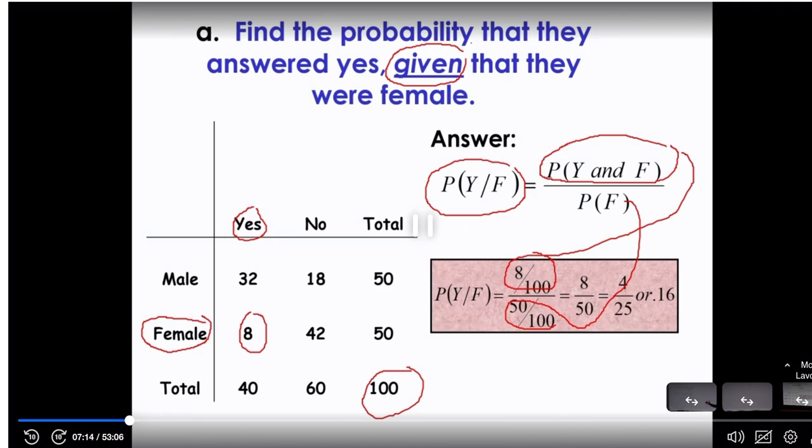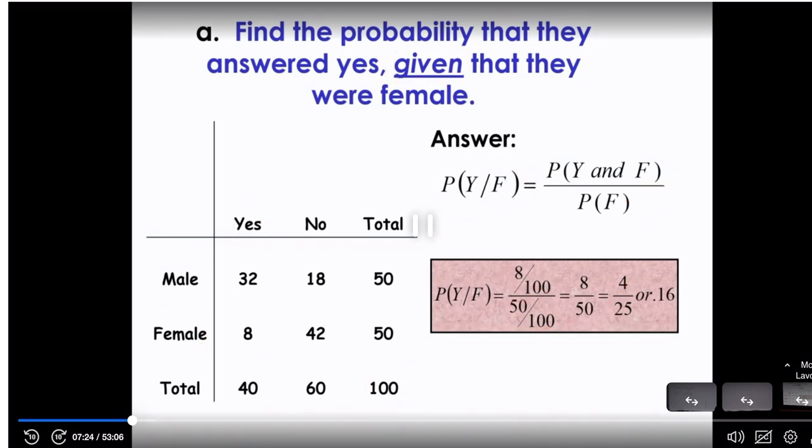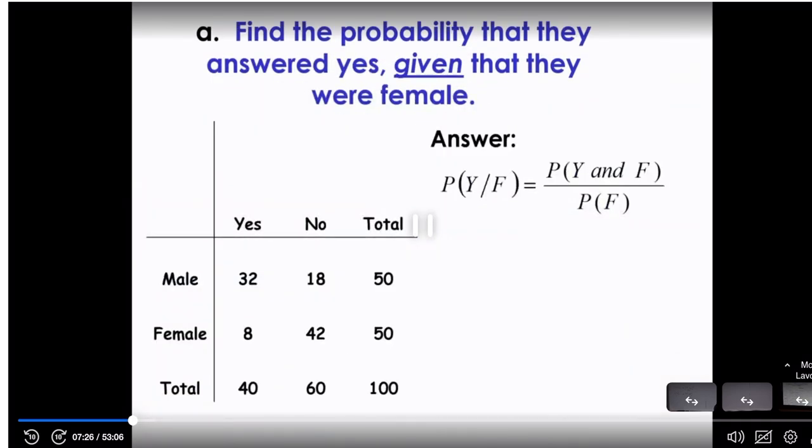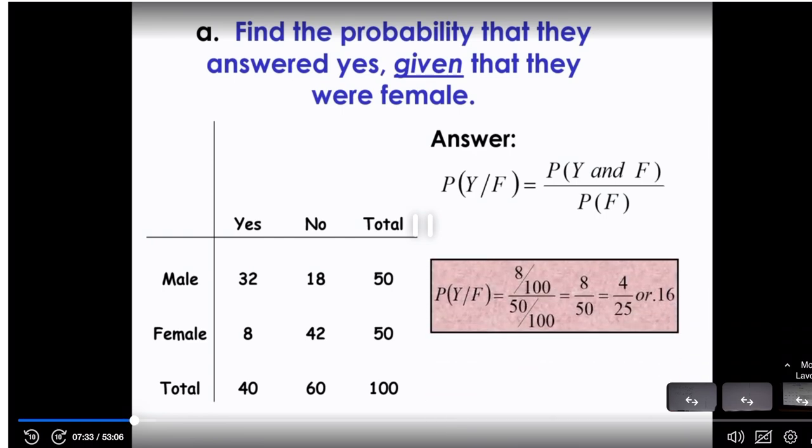So a probability result can be left in terms of a fraction, and make sure you simplify, or you can leave it in decimal. We can also leave it in percentages. Now I'm going to move to another one. Here, find the probability that the answer is yes, given that, that's what we just found.